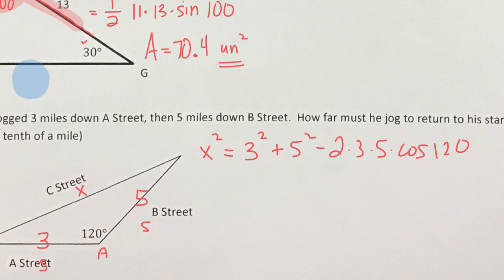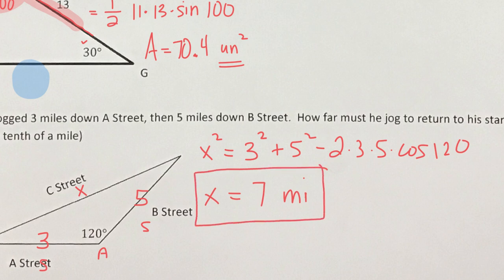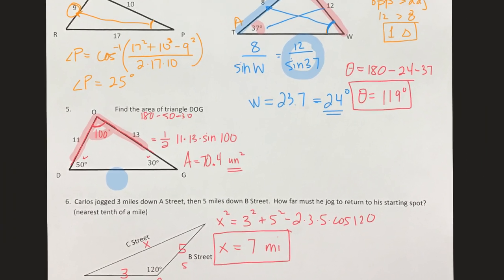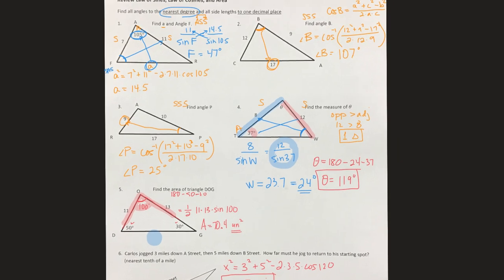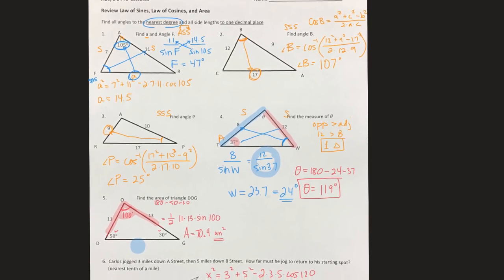Okay, you plug all that in your calculator, you take the square root, and we get 7 miles as the distance that he has to jog to get back to his starting point. Okay, so a 15-mile jog, that's not a shabby run for an afternoon or something. I don't know, it'll take me about 6 hours. So there you go, there's the first page for our review.